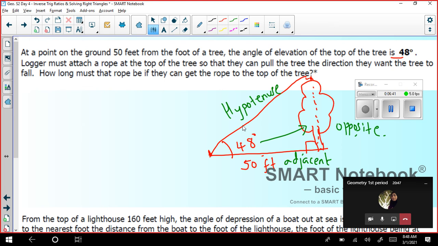Okay, we are interested in two sides. One is the side which is given, that is the adjacent. The other one is the side which is the length of the rope, that is the hypotenuse. Okay, we are interested in hypotenuse and adjacent.